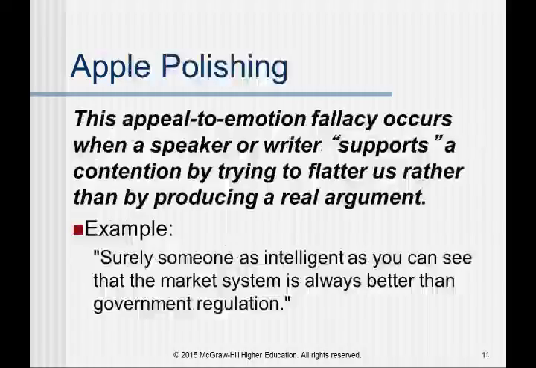All right. Next one is apple polishing. Apple polishing, remember this is the one with pride, right? Think of Snow White and the Seven Dwarfs. Apple polishing is the appeal to pride. Let's look at the definition. This occurs when a speaker or writer supports a contention by trying to flatter us rather than producing a real argument. We try to appeal to someone's pride.